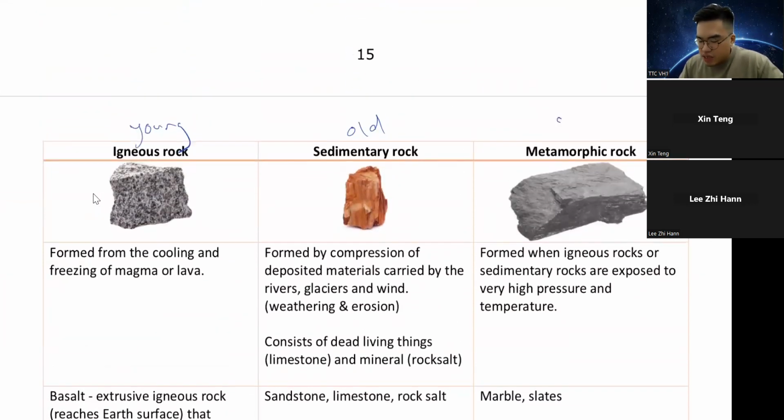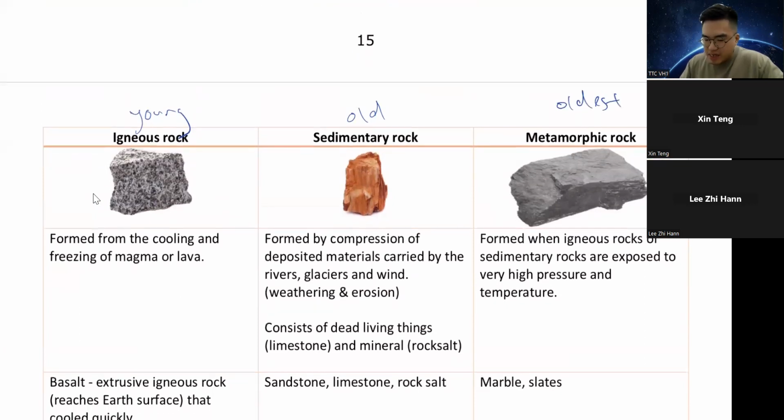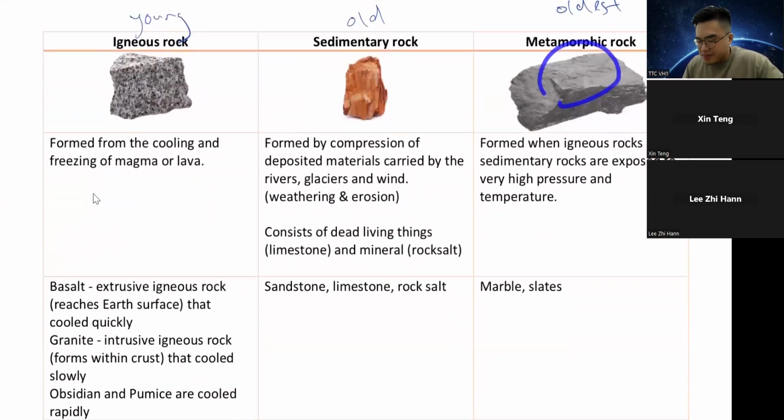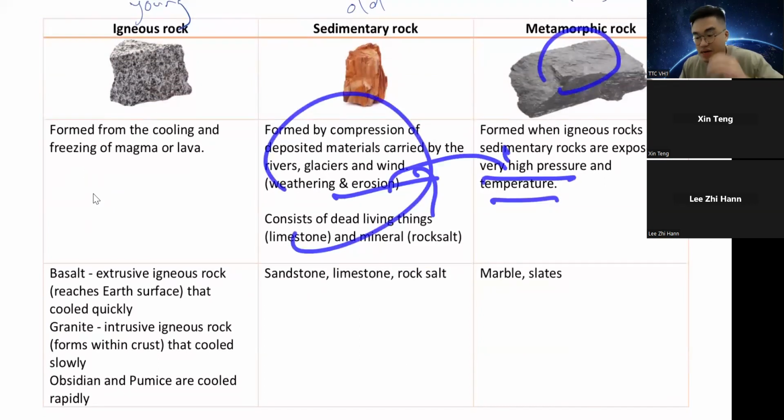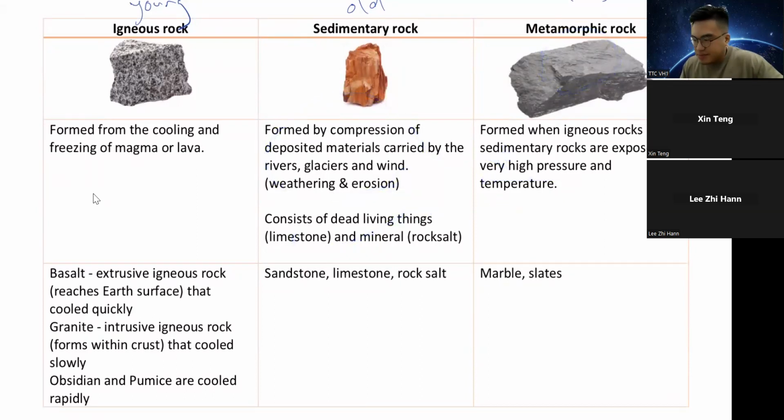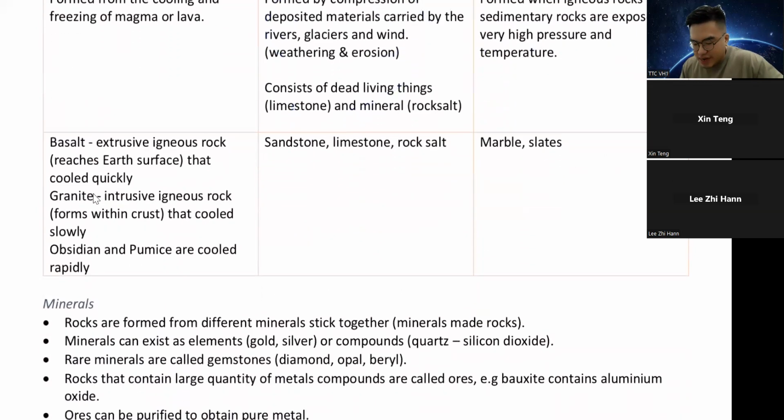And then you have the oldest rock. This is your grandpa. Grandpa is metamorphic. Okay, when you have sedimentary under high pressure and heat, they will become metamorphic.